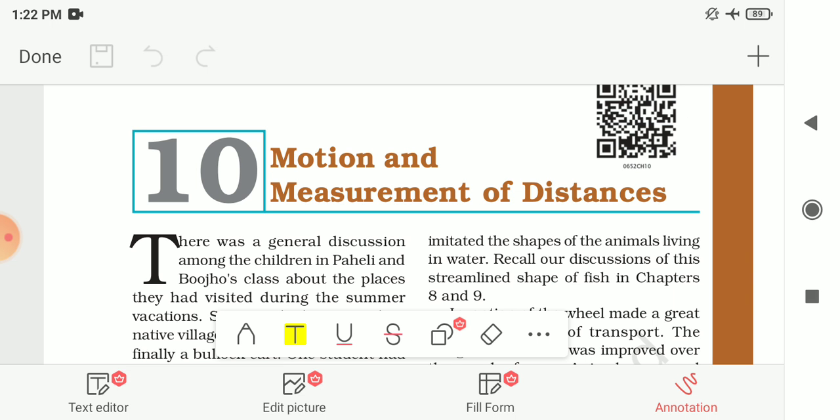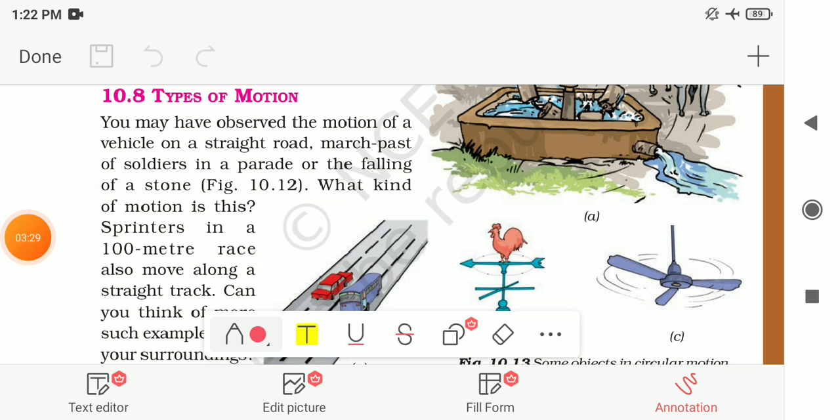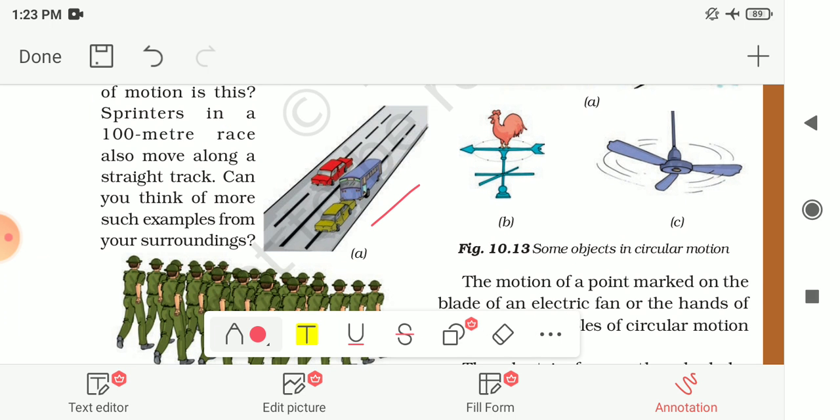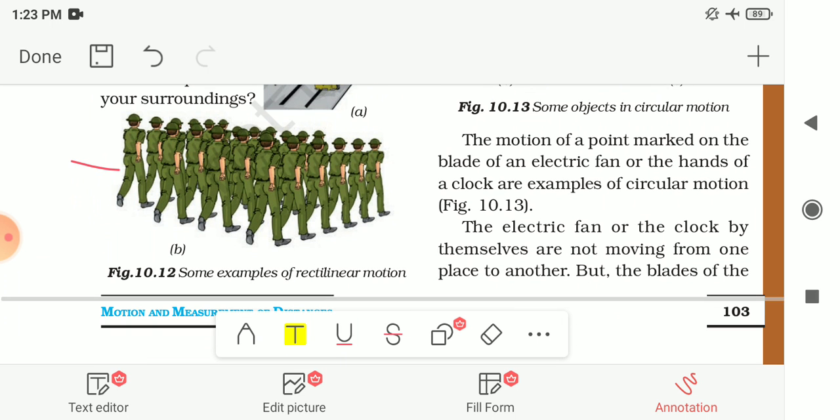Now let us see the different types of motion from where we left. The next topic in the chapter is types of motion. You may have observed the motion of a vehicle on a street road, or the march past of soldiers in a parade, or the falling of a stone. What kind of motion is this? Here you can see in the figure, the vehicles are moving along the straight road. Then the soldiers are marching in a parade. Then there is the falling of a stone from a height.